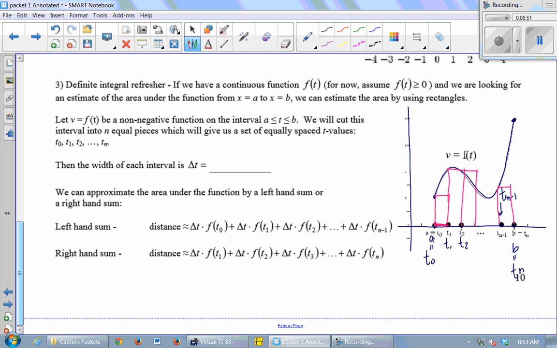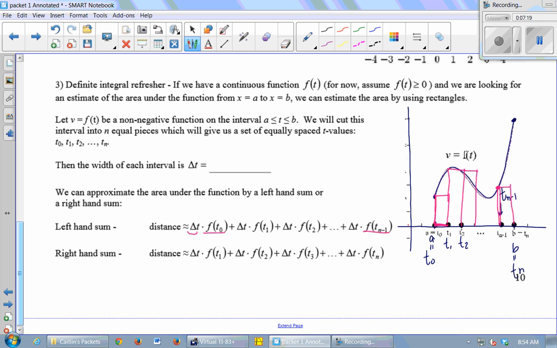So that's my left-hand sum. And each of those rectangles has a width delta t, and then the height is a function value. So my function values start at t0 and finish at t sub n minus 1. That's my last height that I use when I do a left-hand endpoint. So that's why I have an f of t0 and an f of tn minus 1.